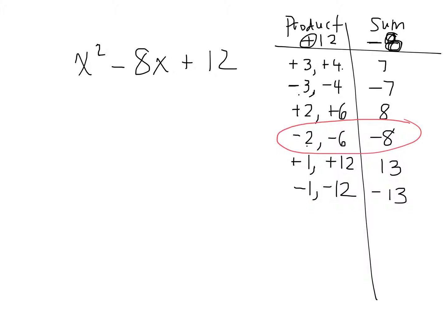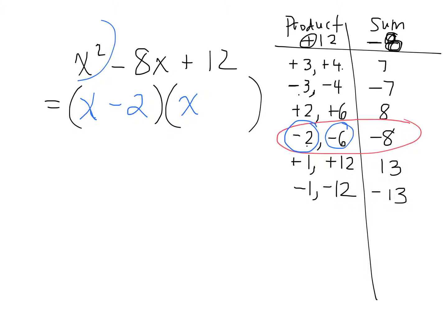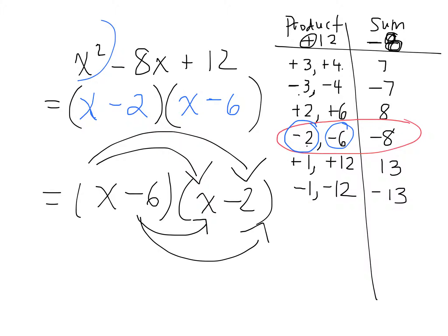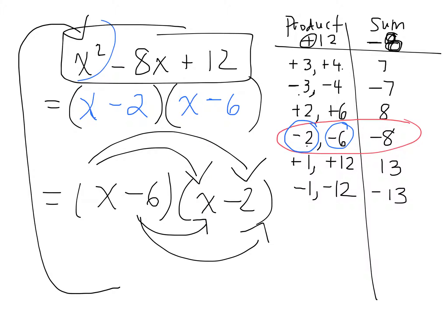You could do this in your head. You don't have to write out this whole chart. Some of them are easier than others. So how would I write this in factored form? What's the first term? X minus 2, x minus 6. X. And then our two terms are negative 2 and negative 6. Does it matter if I write negative 6, negative 2? No, it's the same thing. And you can check your answer. You can expand it. When we FOIL, the original question should come back.